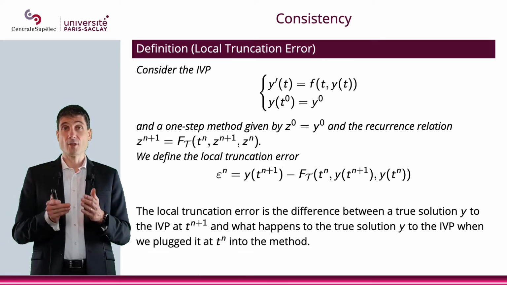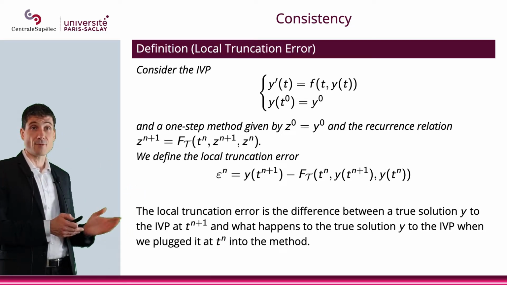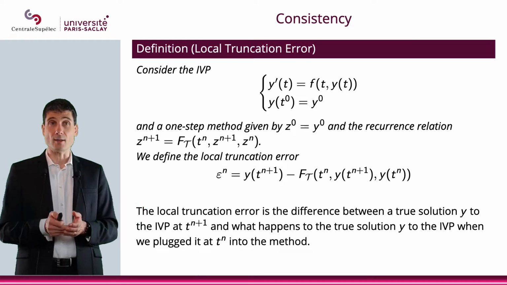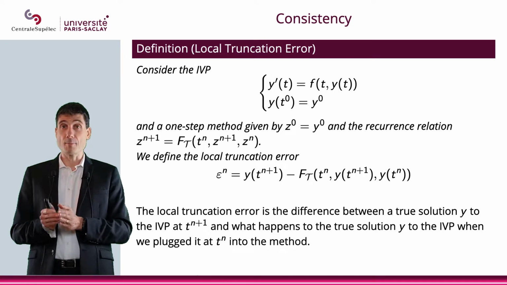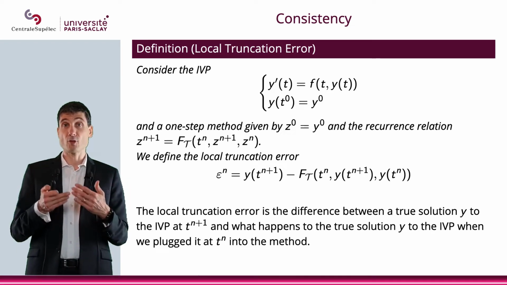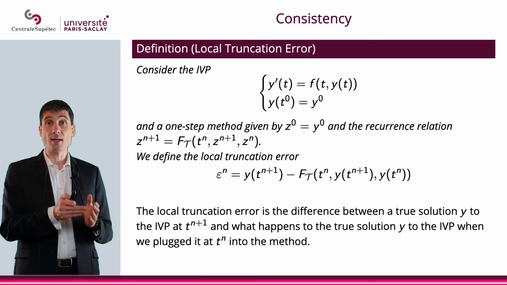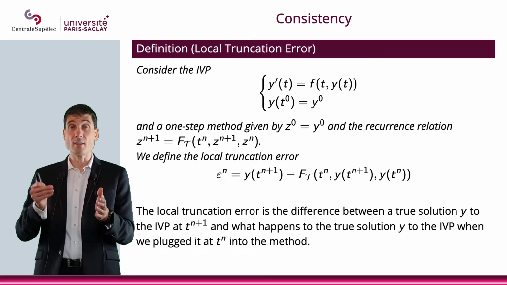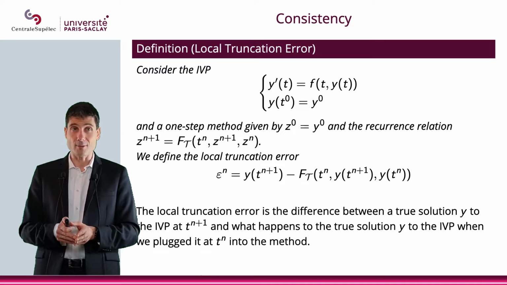So we have an initial value problem with an ODE, y'(t) = f(t, y(t)), and an initial condition, y(t0) = y0. Now, we have a one-step method, which is given by z0 = y0, and a recurrence relation, which, as we said earlier, is z_{n+1} = z_n + h_t Φ(t_n, z_n, z_{n+1}, h_t). So that's what we defined in the previous video.